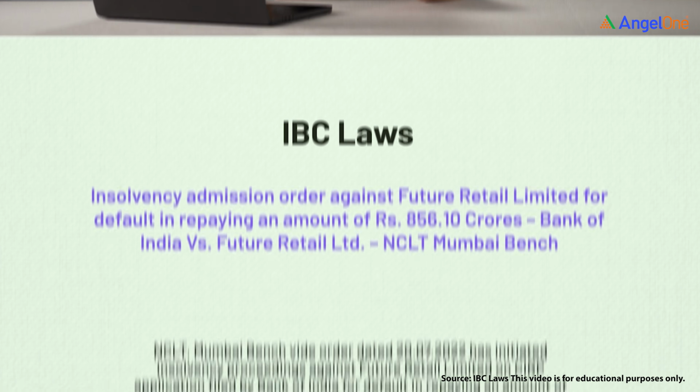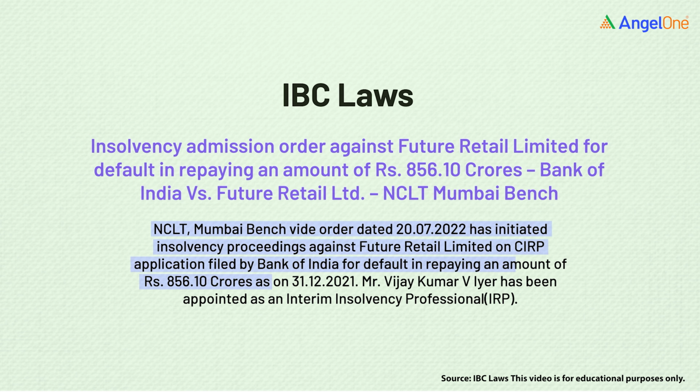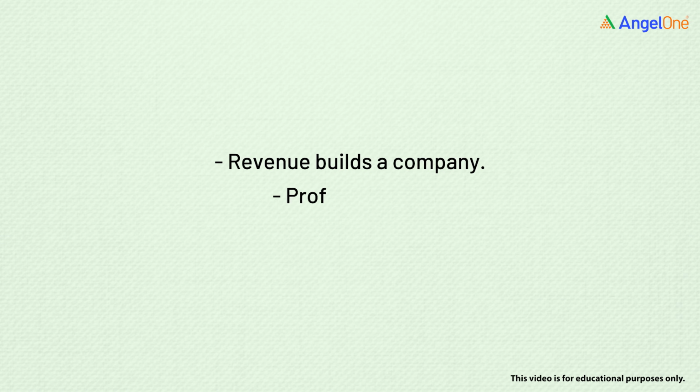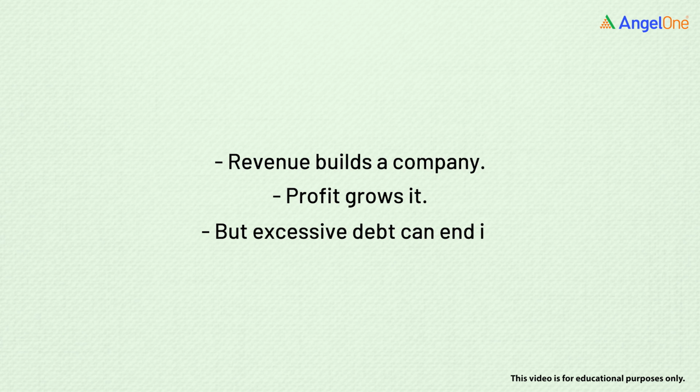Then came a slowdown in retail, heavy lease costs and the pandemic, and the debt turned fatal. By 2022, Future Retail had defaulted on loan repayments. Suppliers stopped supplying and banks dragged it to bankruptcy courts under the Insolvency and Bankruptcy Code. Once India's most recognized supermarket chain was reduced to liquidation level value. The lesson here is simple. Revenue builds a company, profit grows it, but excessive debt can end it.